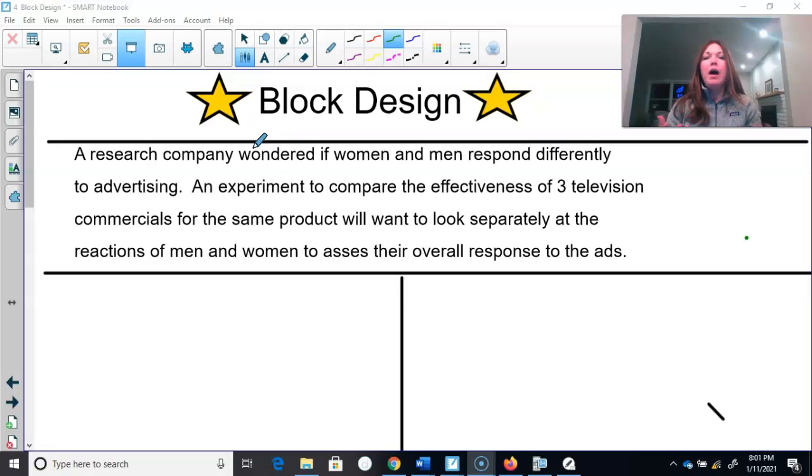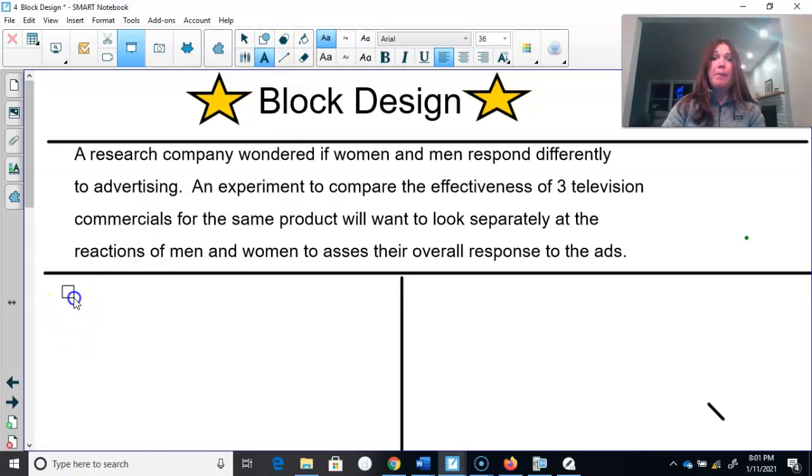Okay, so a research company wondered if women and men respond differently to advertising. An experiment to compare the effectiveness of 3 television commercials for the same product wants to look separately at the reactions of men and women to assess their overall response to ads. Let me just quickly recap what a completely randomized design looks like for you guys.